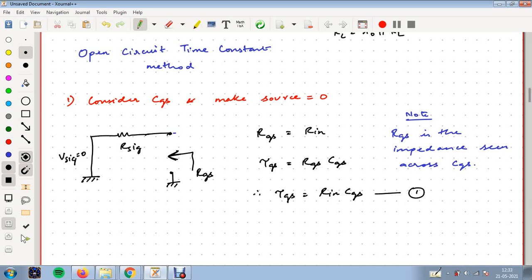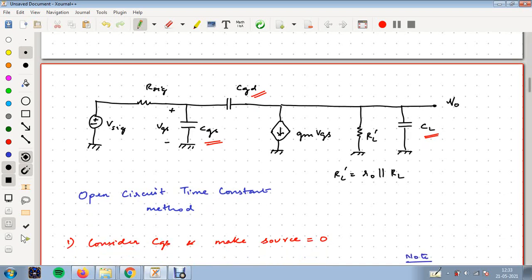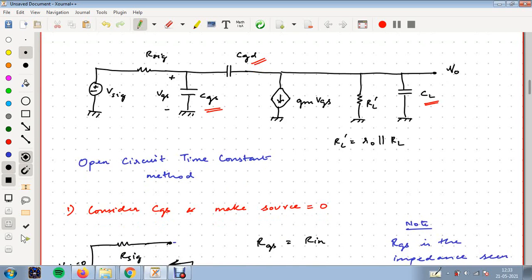I have considered CGS and I have open circuited CGD and CL. In my main circuit, I can see only three capacitances, so I am considering one capacitance at a time. First I have considered CGS and made CGD and CL open circuits, and I'm finding the impedance seen across CGS. That will be equal to R signal, provided the source is 0.